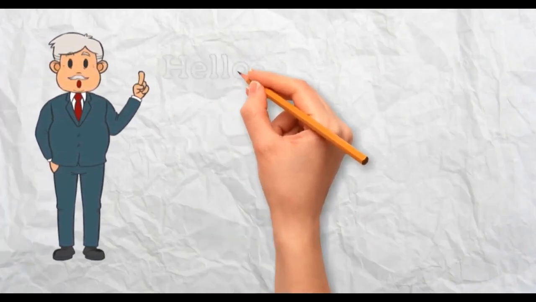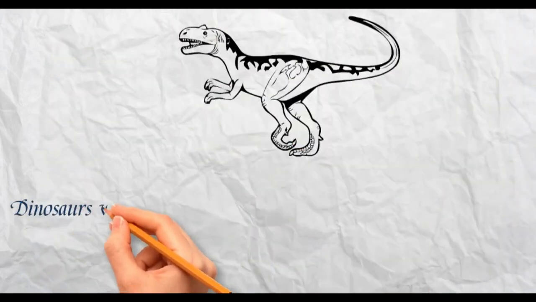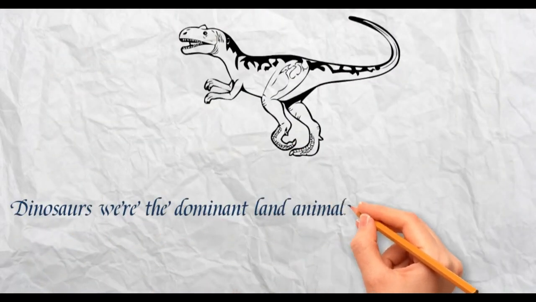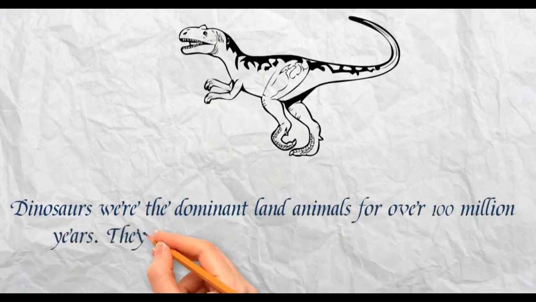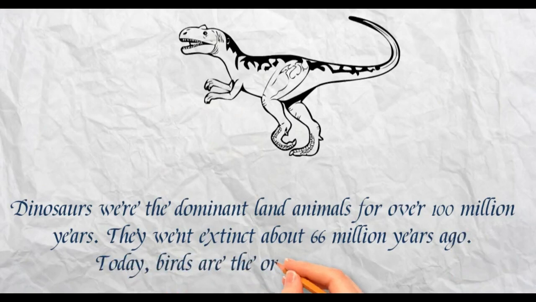Hello, friends. Today we will learn about dinosaurs. Dinosaurs were the dominant land animals for over 100 million years. They went extinct about 66 million years ago. Today, birds are the only living dinosaurs.